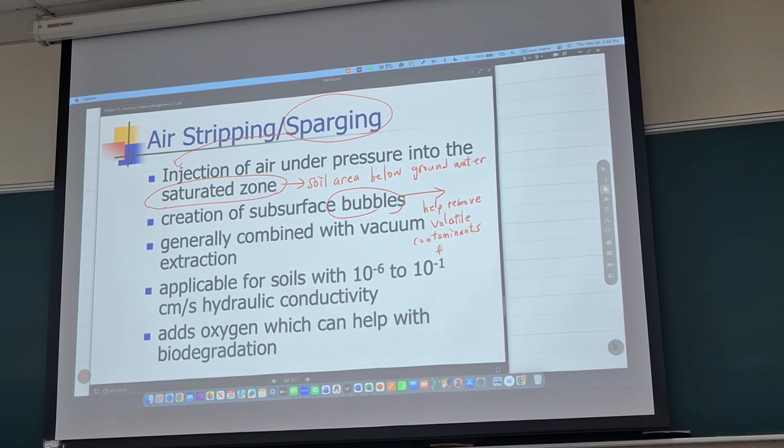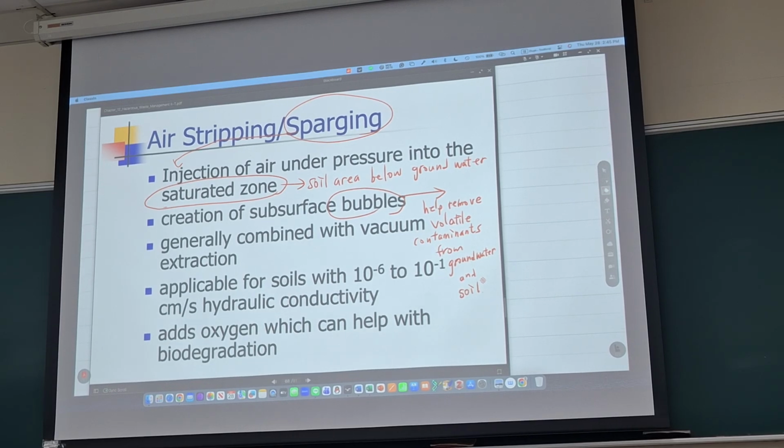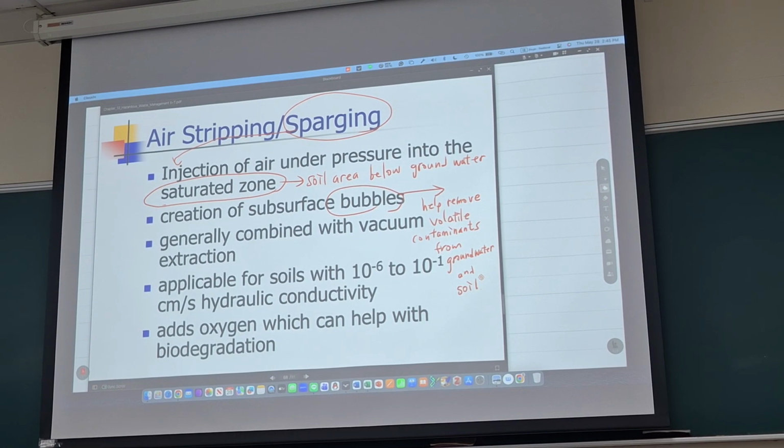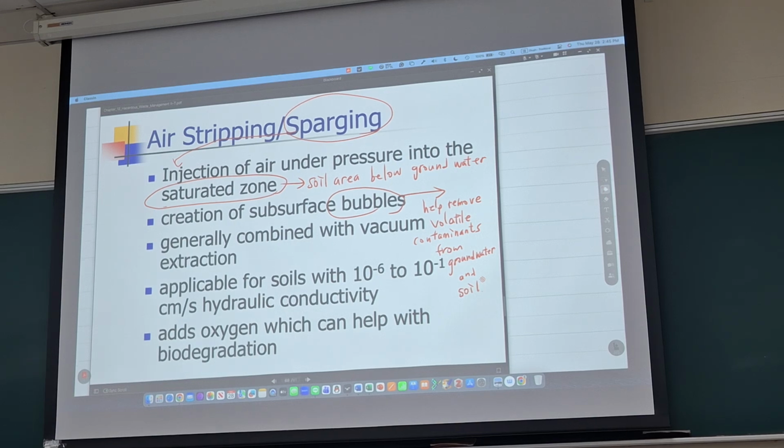Okay, from groundwater and soil. So air is injected into the saturated zone. The saturated zone will generate these bubbles. The purpose of these bubbles is to help remove volatile contaminants from the groundwater and soil.